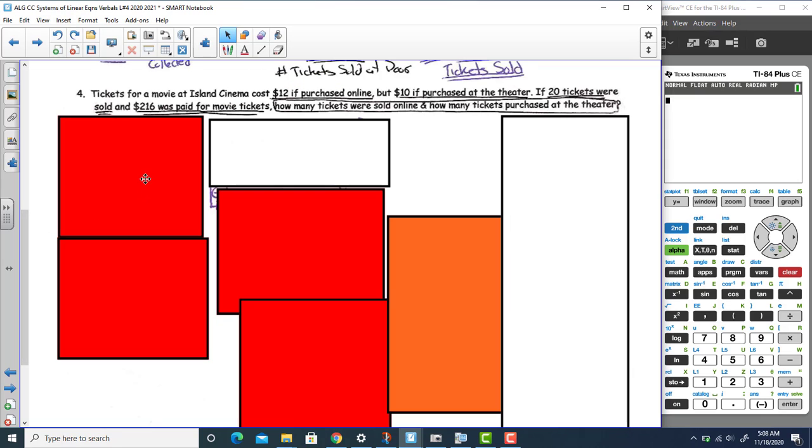So question number 4 is similar. I'm just going to present it, and then we'll go on to the last one and see if you're able to put the pieces together as best as possible. Tickets for a movie at Island Cinema cost $12 if purchased online and $10 if purchased at the theater.